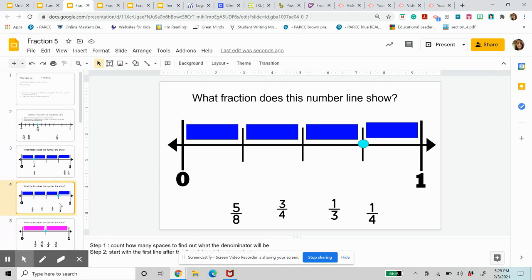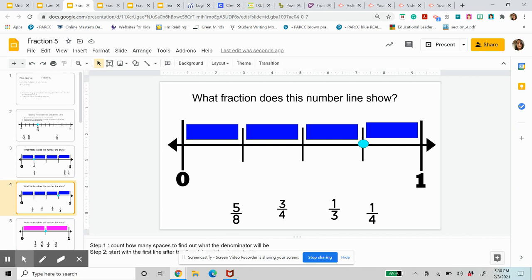All right, so here, I want you to try slide number 4. What do you think this green dot shows? What would this fraction be on this number line? So think about how many spaces. That will help you determine the denominator. And then count. So these are your choices. Do you think that this represents 5/8, 3/4, 1/3, or 1/4? So next to number 4, you're going to put one of these fractions.